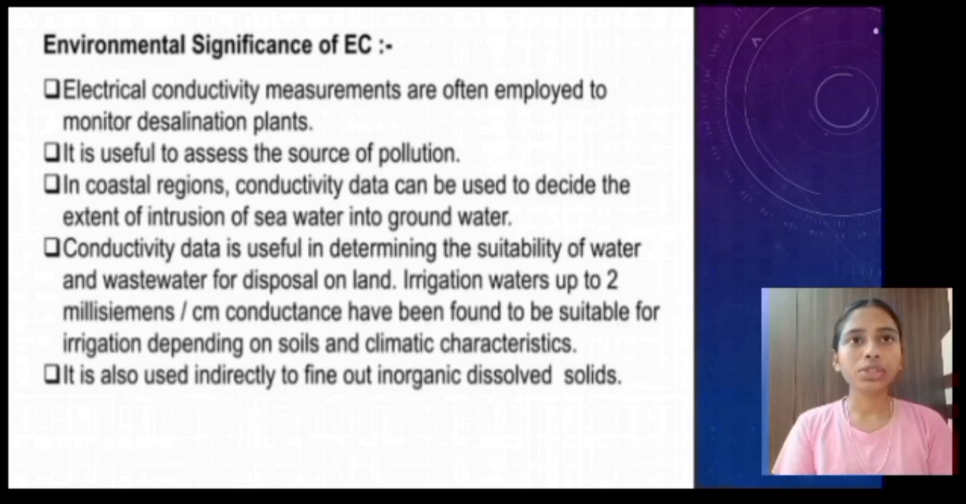And when we look into the environmental significance of electrical conductivity, electrical conductivity measurements are often employed to monitor desalination plants. It is useful to assess the source of pollution. In coastal regions, conductivity data can be used to decide the extent of intrusion of sea water into groundwater. And conductivity data is useful in determining the suitability of water and wastewater for disposal on land. It is used indirectly to find out inorganic dissolved solids.